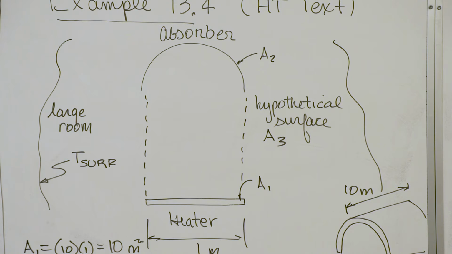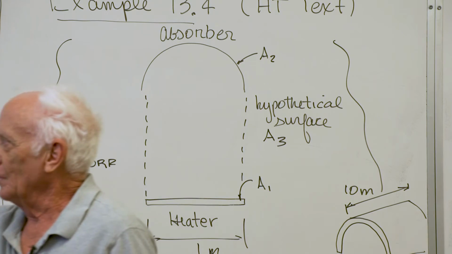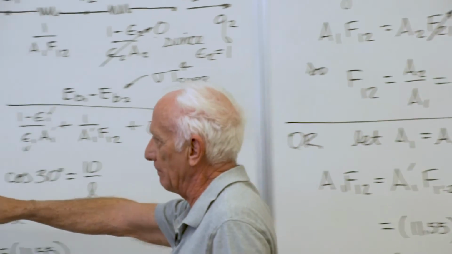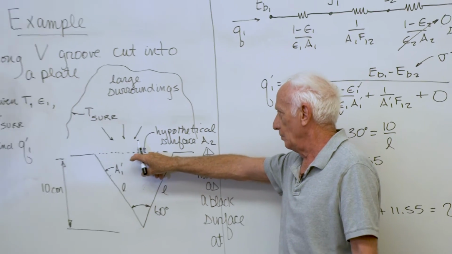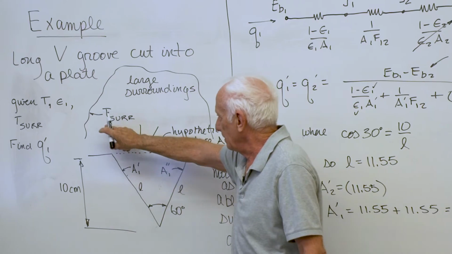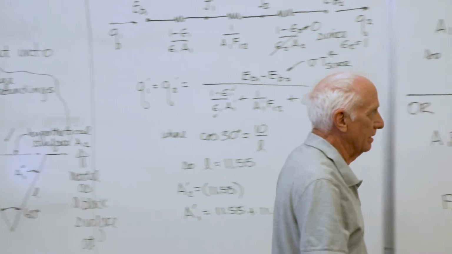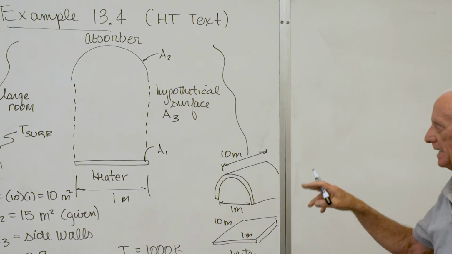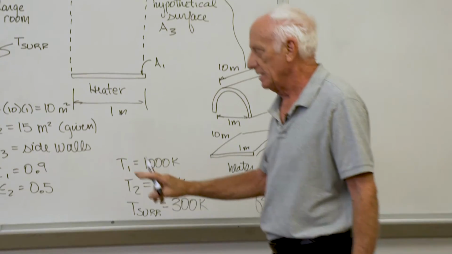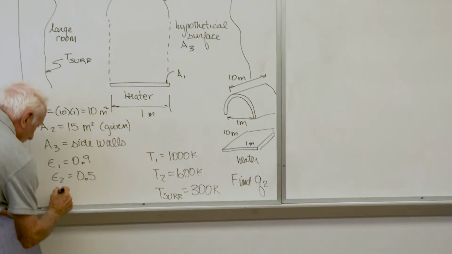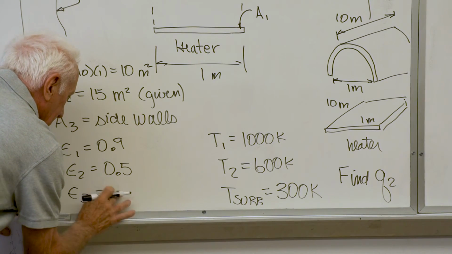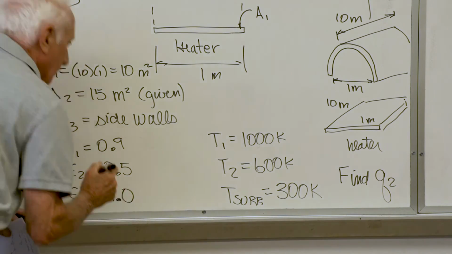The key is this system is in a large room. Over here, that V groove was in large surroundings. So what did the surface behave as? In this example, the surface behaved as if it were a black surface at the temperature of the room walls. Over here, this hypothetical surface behaves as if it's a black surface at the temperature of the room walls, 300 K. So what are we assuming? We're assuming that that's a black surface at 300 K. So the emissivity is 1.0, black.